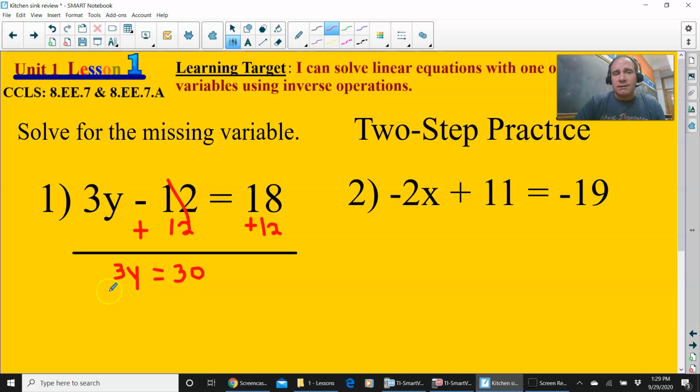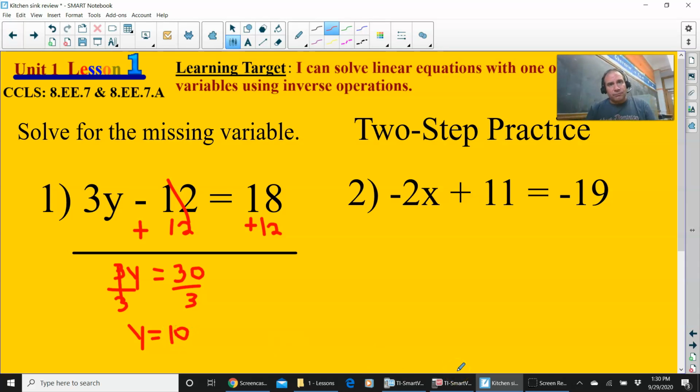So that's what you want to do, is divide by the number that is next to the variable at all times. Remember, your objective is to get that variable alone, and as long as you get that variable alone, you are going to solve for that problem. The variable will be y equals 10 in this case.